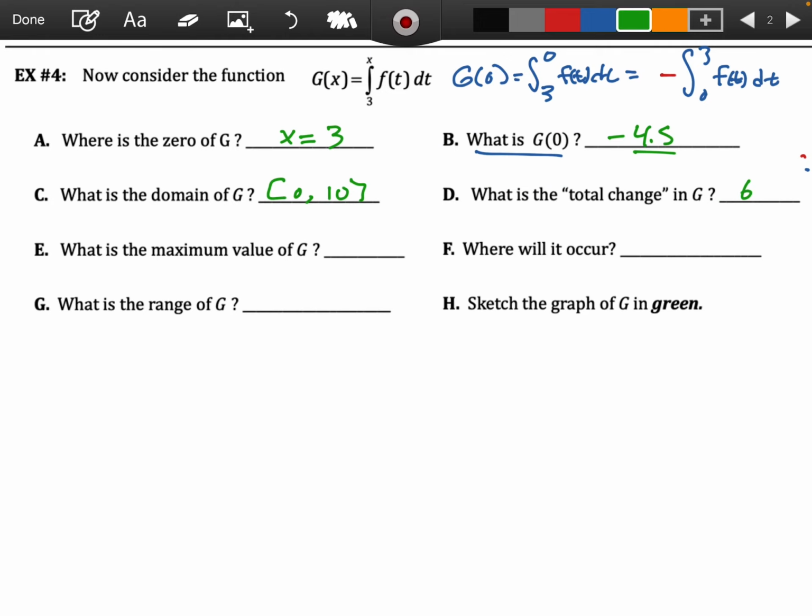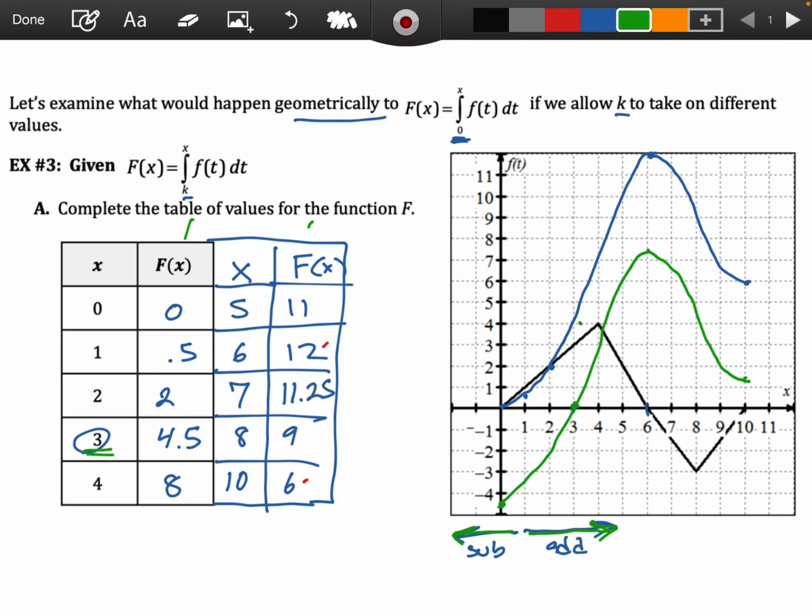So what is the maximum? The maximum is not 12 anymore. It's shifted down 4.5 units, but it still occurs at the same x value, right? And then the range is just going to be shifted as well, by 4.5. And we already sketched the graph and showed it to you guys. That's what it's going to look like.